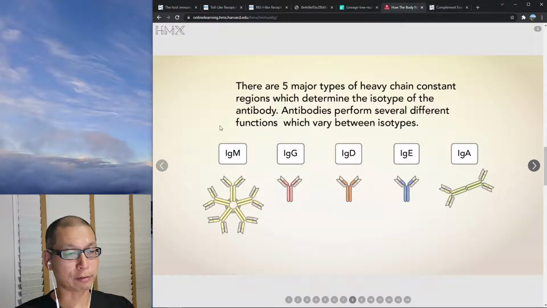So they're talking about there's 5 major types of antibodies: IgA, IgE, IgD, IgG, and IgM. So IgM is usually the first type of antibody that's made, and then IgG is the most common. This is kind of the workhorse. This is found in mucosa. This is involved in allergies.